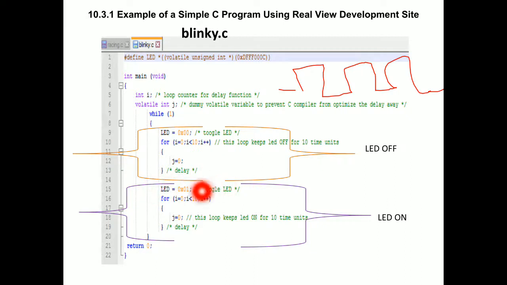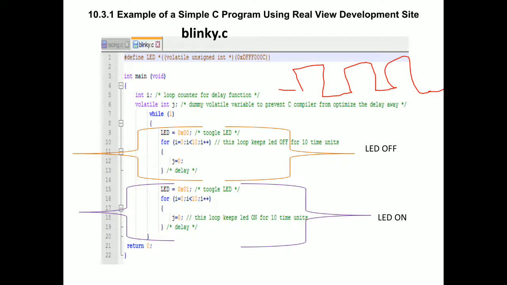Similarly, after 10 time units the LED should be turned on. We will give the value 1 to the LED, and we will maintain that state for 10 time units. We will use the same variable i and loop it 10 times, and every time we need to maintain the same state, so we will give j equals 0. It means maintain the same value, because we initialized the LED as 1. The duty of j is to maintain the same value.